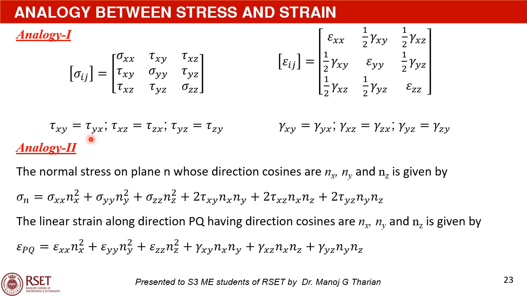In the case of stress, we have the equality of cross shear. Analogous to this, we have in strain also equality of cross shear, that is gamma xy is equal to gamma yx, gamma xz is equal to gamma zx, and gamma yz is equal to gamma zy.